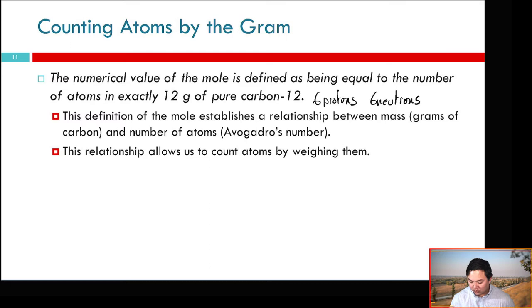which is why we use carbon 12. Also, it's incredibly abundant. So this definition of the mole establishes a relationship between mass, grams of carbon, and number of atoms, right? So if we were to convert this, we would say that 12 grams of carbon is equal to 1 mole of carbon. And it's not much of an abbreviation, but you can abbreviate mol as just M-O-L. Save you one more character. And this is then how we use these atomic masses to calculate the number of moles, or vice versa.